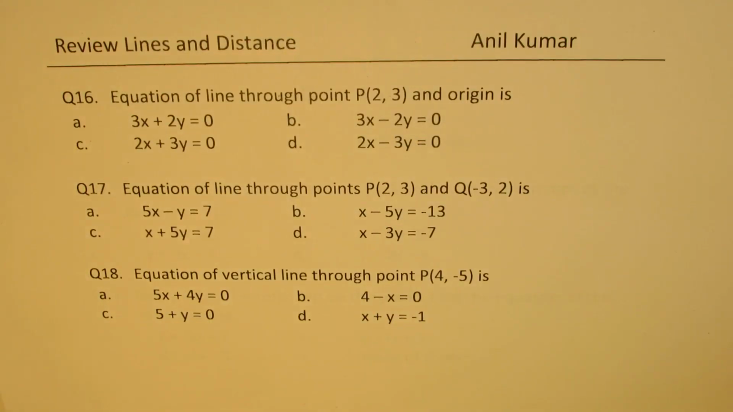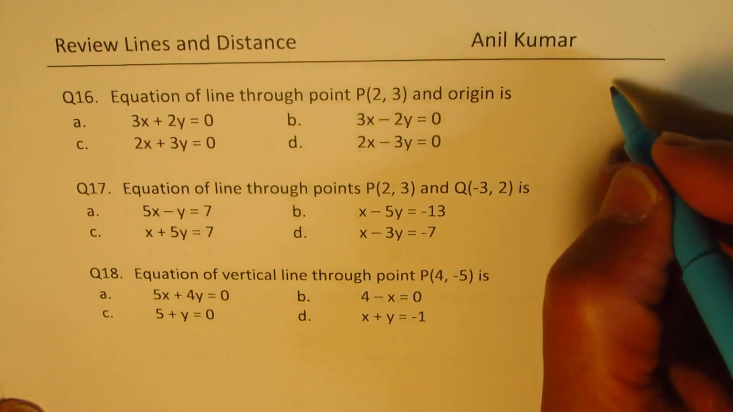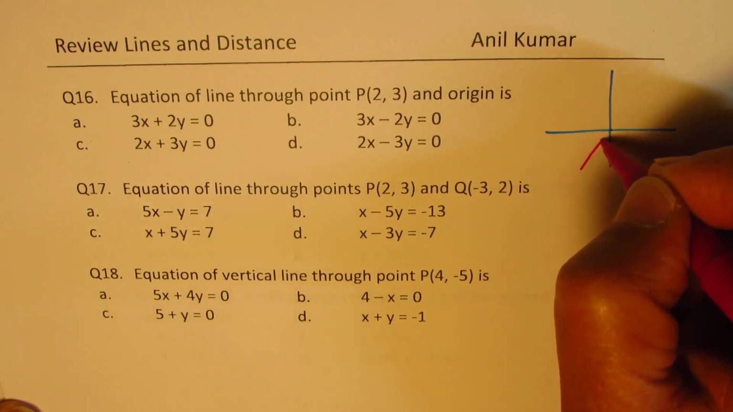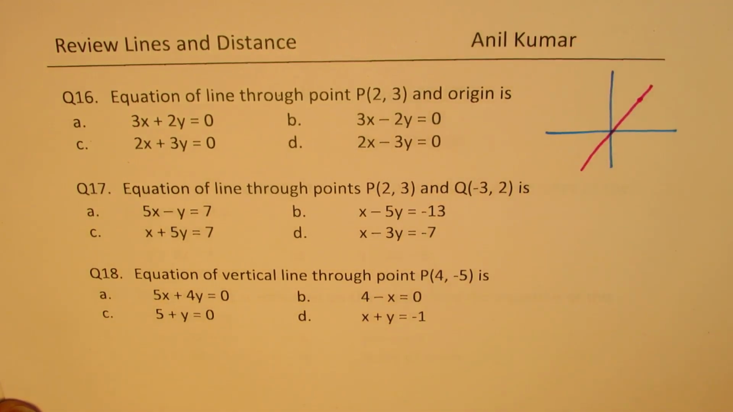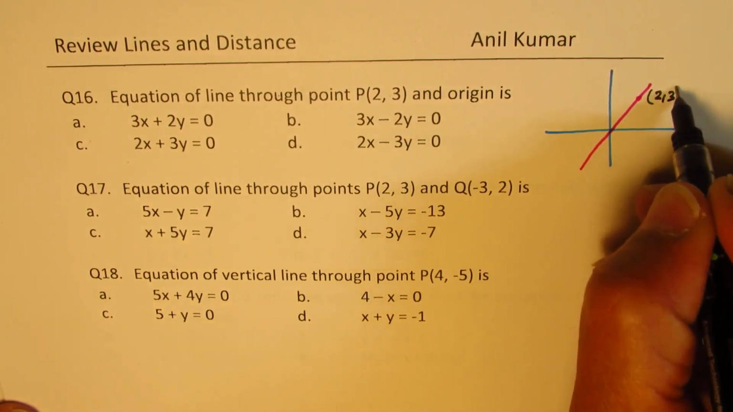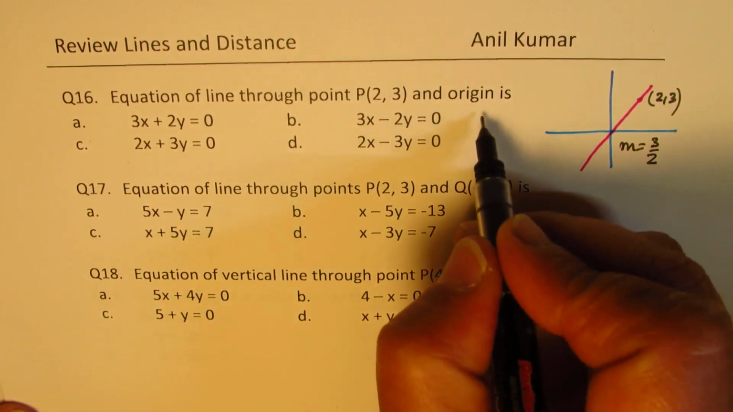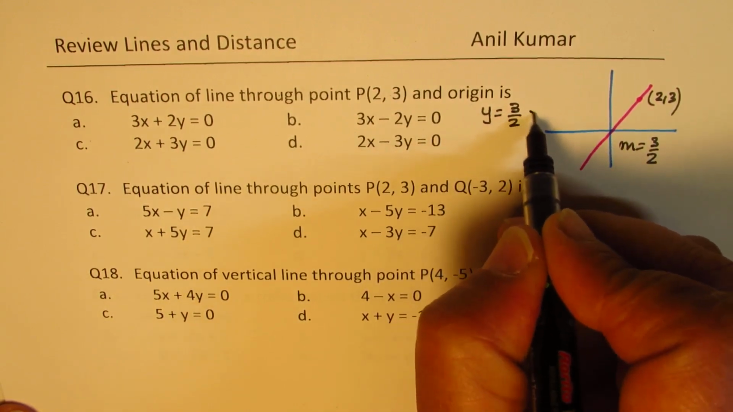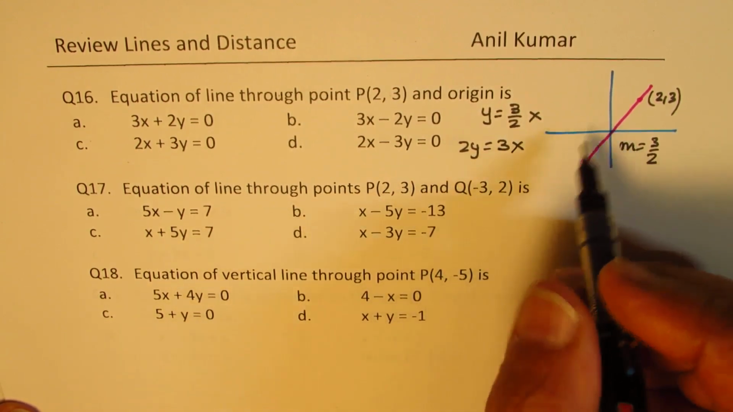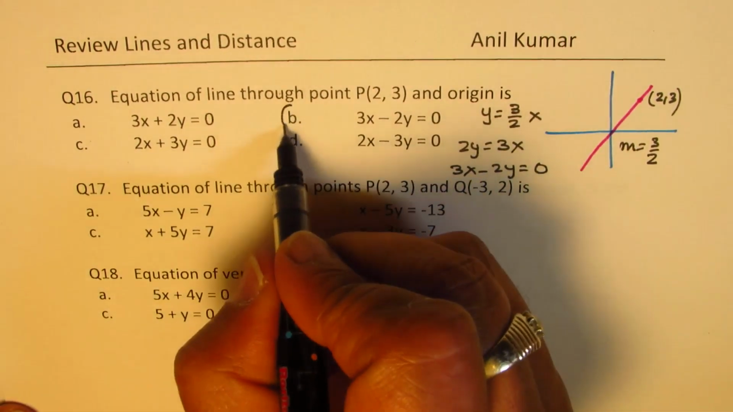Now, question number 16. Equation of a line through a point and the origin. So that means it's a direct variation. Equation of a line which goes through the origin and the point 2, 3, right? So the slope is the y value over the x value. This point is 2, 3, so the slope of this line is 3 over 2. So we can write this line as y equals 3 over 2 x, which can be rearranged as 2y equals 3x, or we could write this as 3x minus 2y equals 0, which is option B for us.